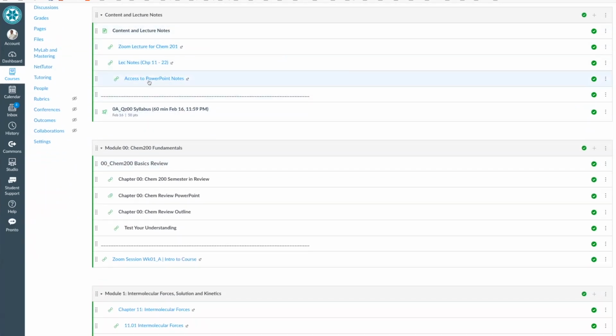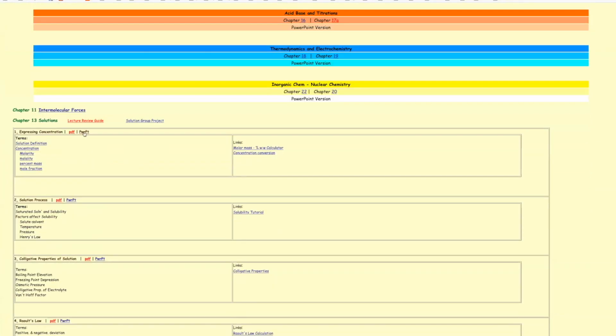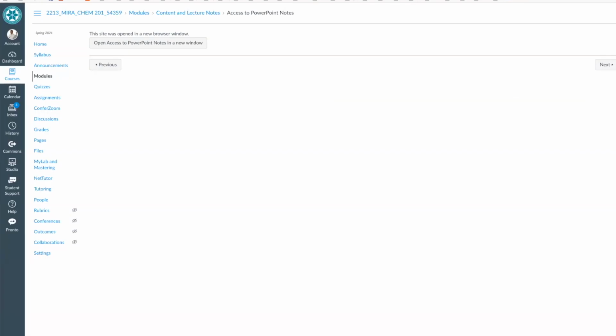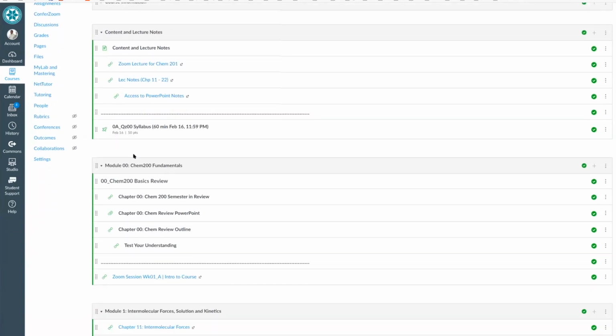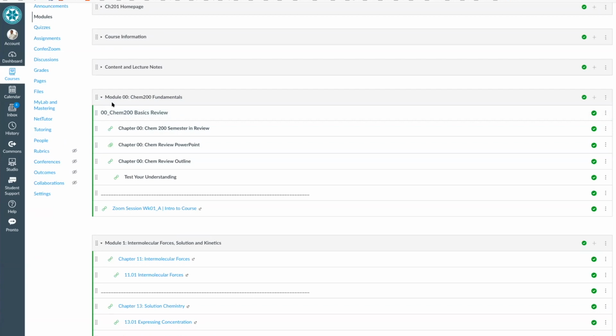Okay, accessing PowerPoint notes, they're right here if you want to do that. Again, there's a lot of resources, but they're all basically giving you the same information. Like if you go to 15.1, whether it's PDF or PowerPoint, the information is the same. It's just a different format. Okay, let's go to modules again. Let's take a look at module 00.